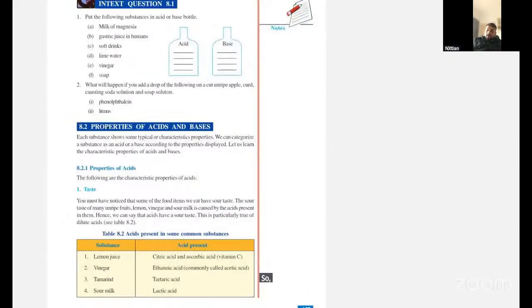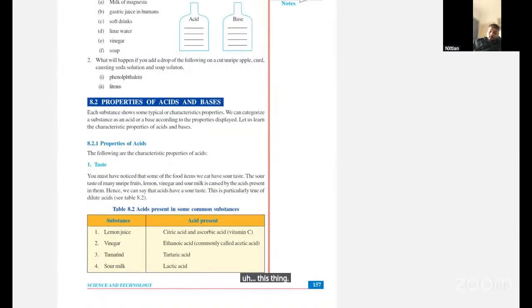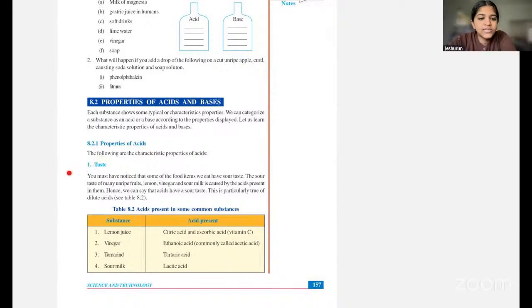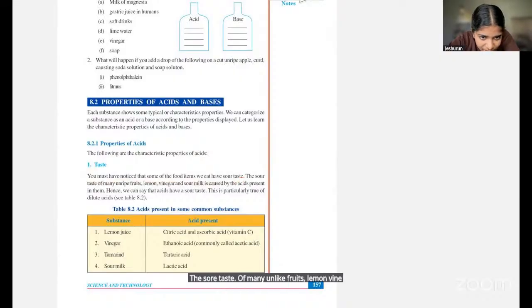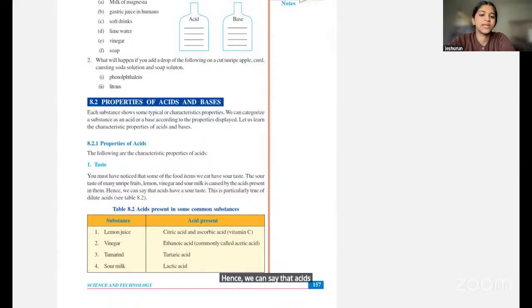Now we will learn about taste. I request Jashron to read this, please, about the taste. Taste. You must have noticed that some of the food items we eat have a sour taste. The sour taste of many unripe fruits, lemon, vinegar, and sour milk is caused by the acids present in them. Hence, we can say that acids have a sour taste. This is particularly true of diluted acids.